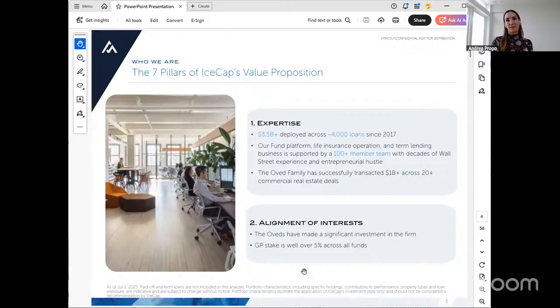And our fund gets to really take advantage of that. Our fund certainly would not be big enough to support a team of this size. So we get the benefit of being a part of a much bigger operation.